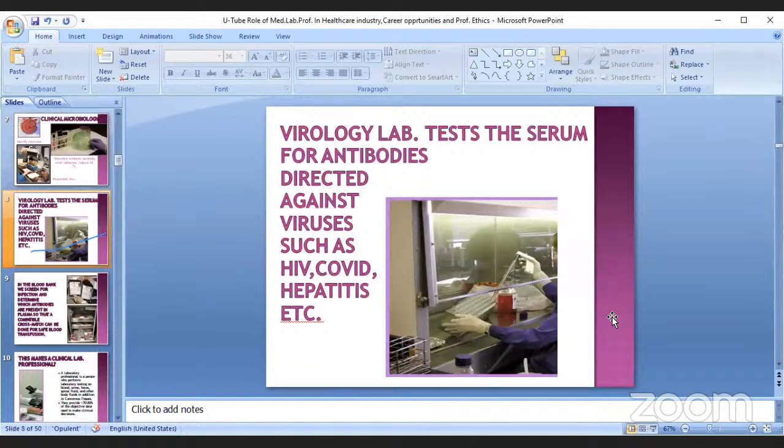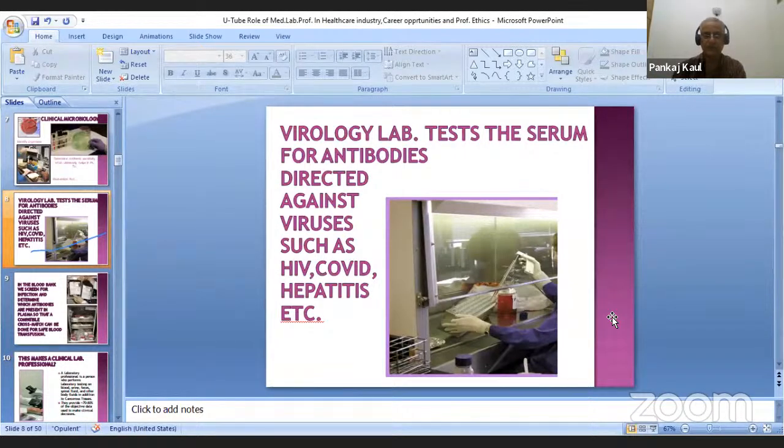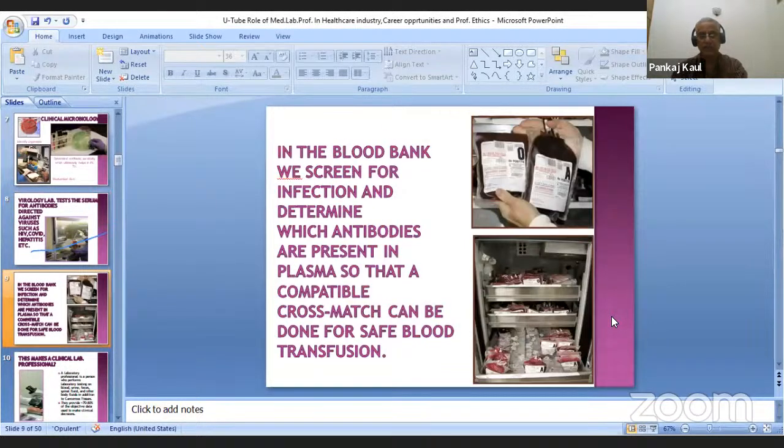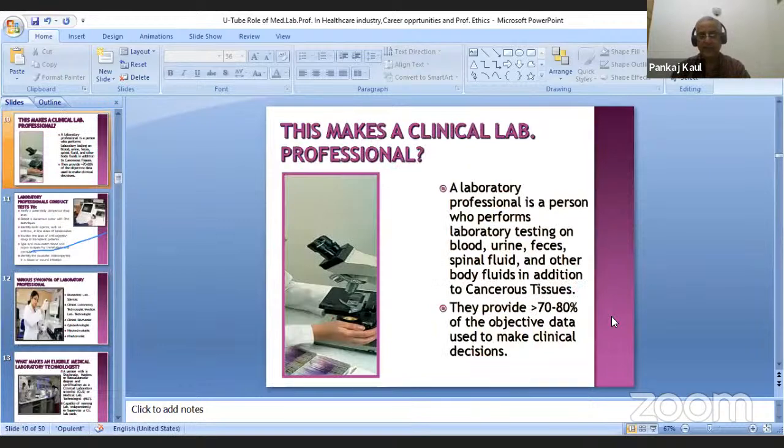Similarly, in the virology lab, we test the serum for antibodies directed against viruses such as HIV, COVID, hepatitis, etc. In the blood bank, we screen for infection and determine which antibodies are present in plasma so that a compatible cross match can be done for safe blood transfusion. This makes a clinical lab professional.